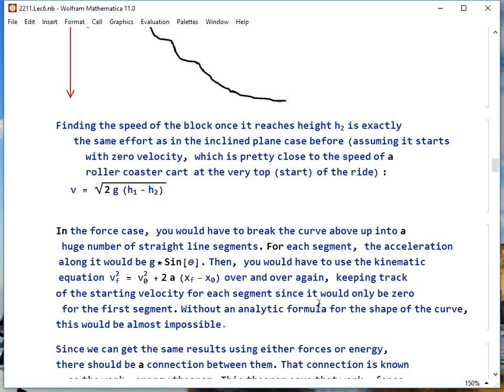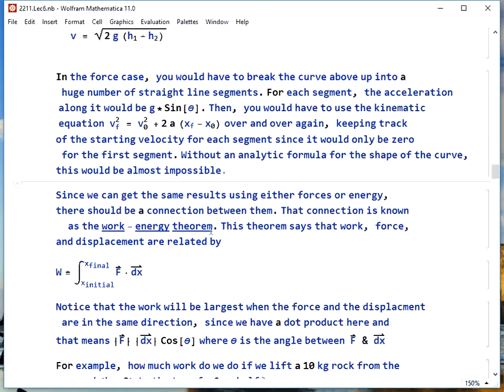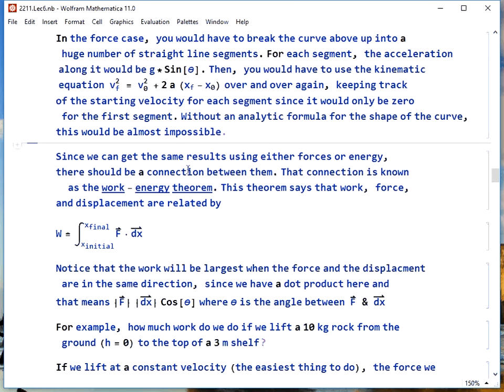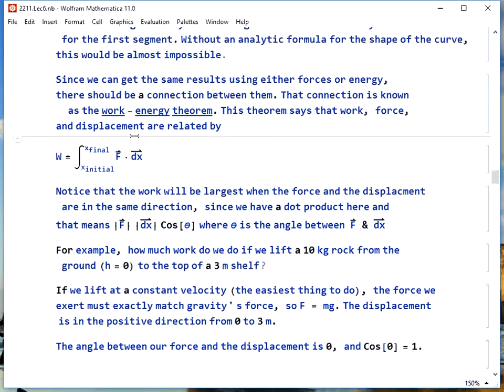If we have an analytic formula for the shape of the curve, if it's something like a sine or a cosine, we could do it with an integral, but it wouldn't be a lot of fun. Without that, it's almost impossible. So what we're going to see is we can get the same results with either forces or energy, so there's going to be a connection between them, and that's the work-energy theorem.